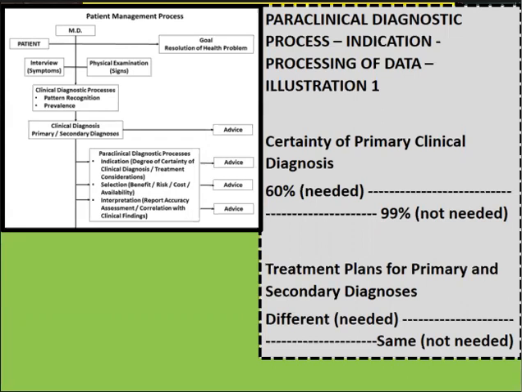Treatment plans for the primary and secondary diagnosis. If they are different, a paraclinical diagnostic procedure is needed. If the treatment plans are the same, then as a rule, you don't need a paraclinical diagnostic procedure.